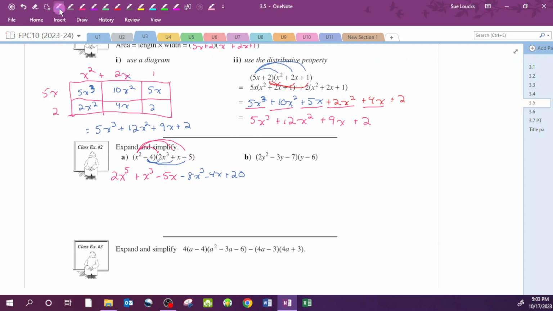And then we're going to collect like terms. So I've got 2x to the 5. x cubed minus 8x cubed is minus 7x cubed. And then minus 9x plus 20. 5x, 4x, and 20. I missed something. Yes, did I?